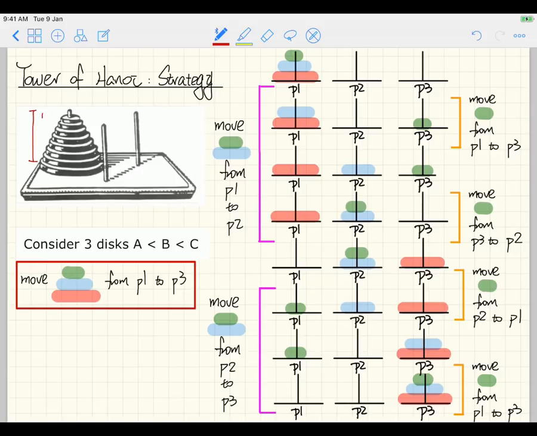Basically, you're going to somehow move every disk except for the last one, okay? Let's say this is P1, peg number 1, this is peg number 2, and peg number 3. So here is the strategy. Recursively, we're going to move this part, which is everything except for the last one, to the intermediate one. The goal is really to move everything from P1 to P3.